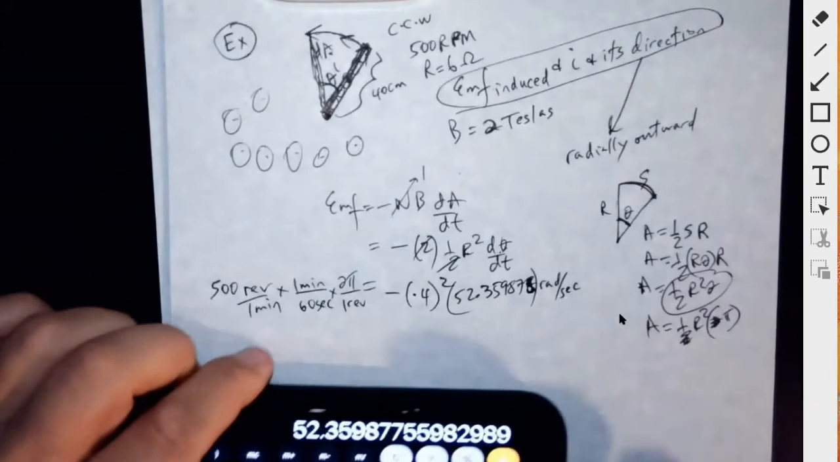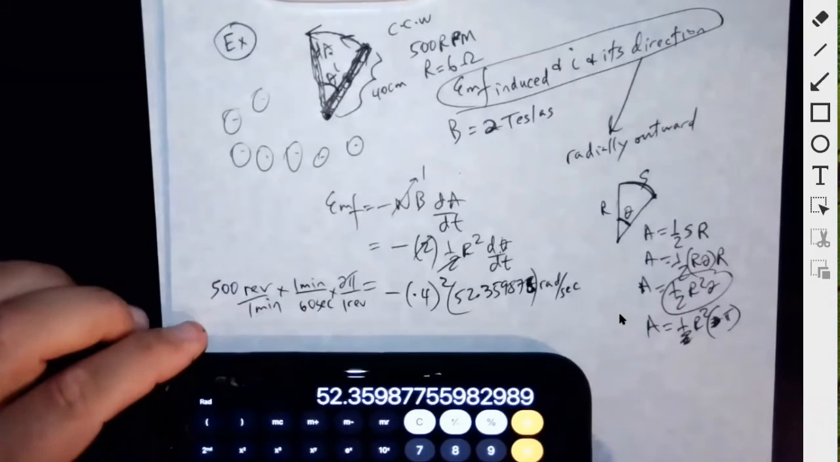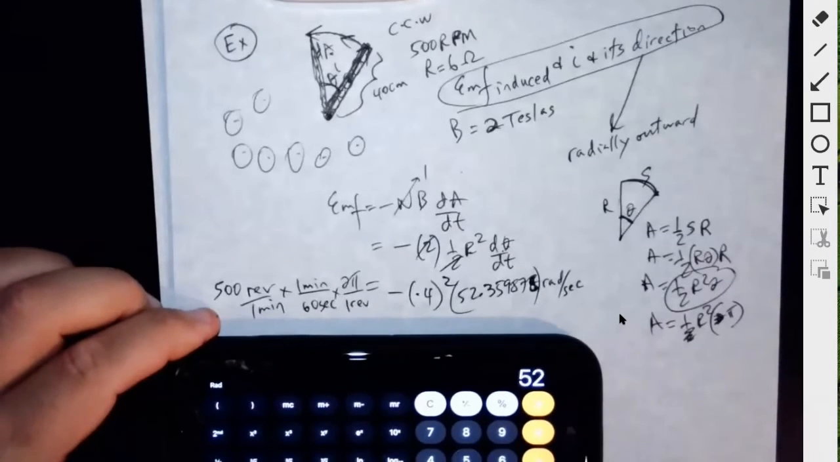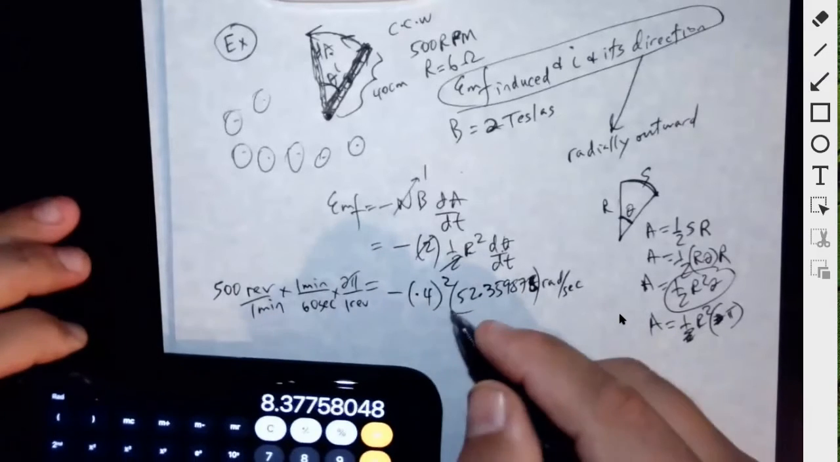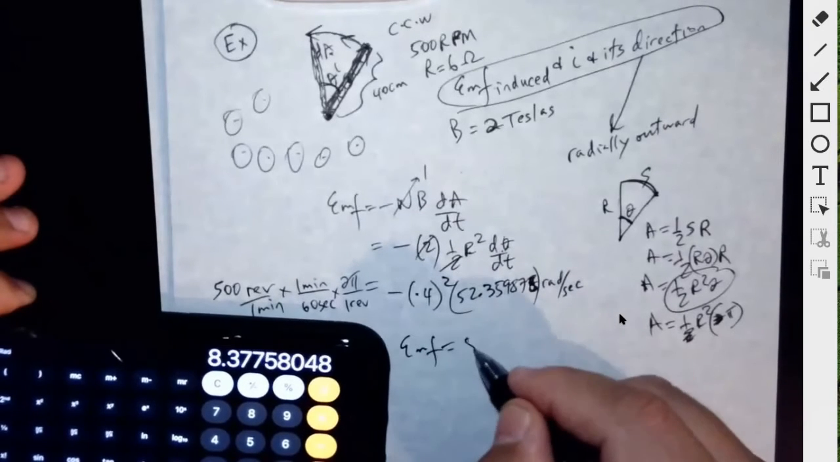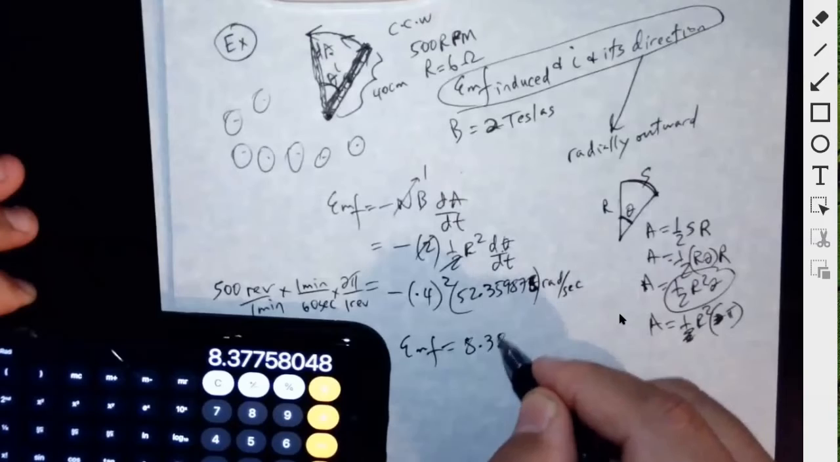Yep. So then you have here 52.359877 times 0.4 squared. And it's actually pretty big. The EMF is 8.38 volts.